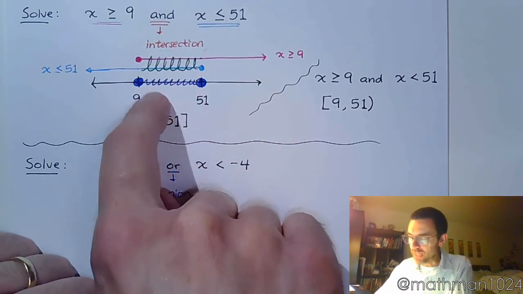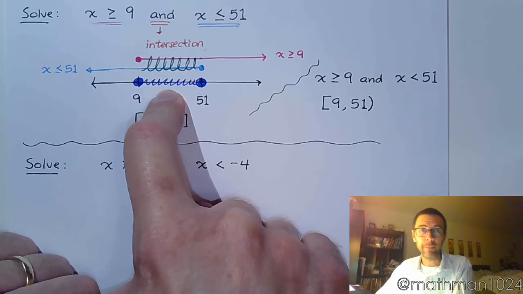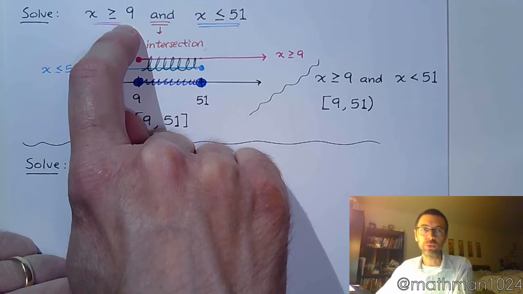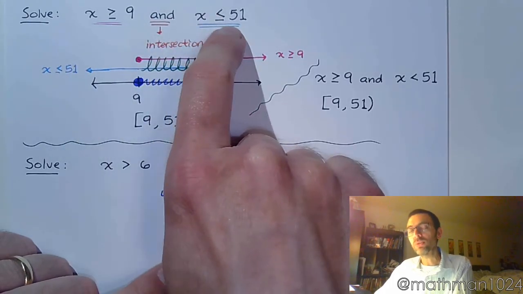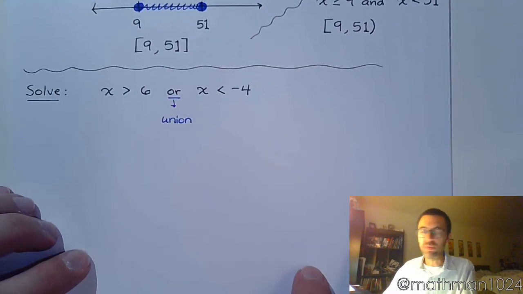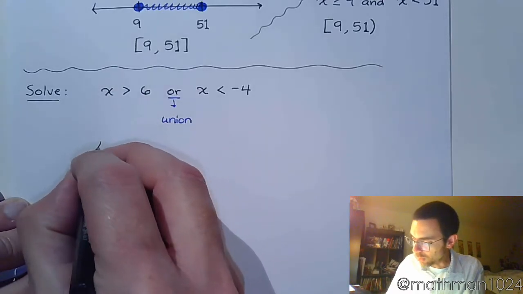So any number that you pick in this region, suppose the number 20, 20 is between 9 and 51. 20 is greater than or equal to 9, and 20 is also less than or equal to 51. So that's why it's going to be true. For a union, I just have to put everything on the number line and describe what I see.